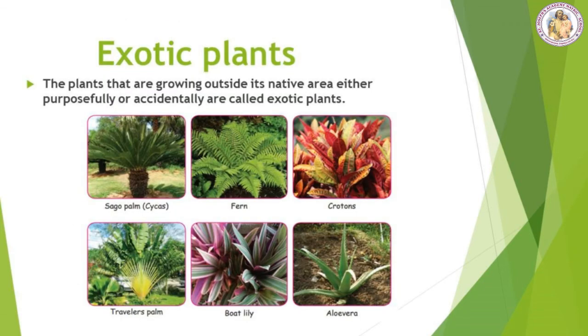Exotic plants. The plants that are growing outside their native area, either purposefully or accidentally, are called exotic plants. Most of these plants are brought to new areas for decoration purposes. Some of them are given below: sago palm, fern, crotons, traveler's palm, boat lily and aloe vera.